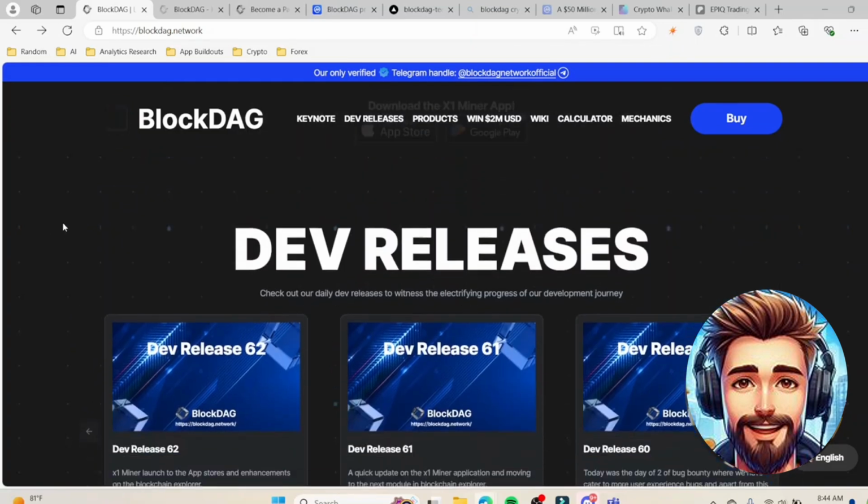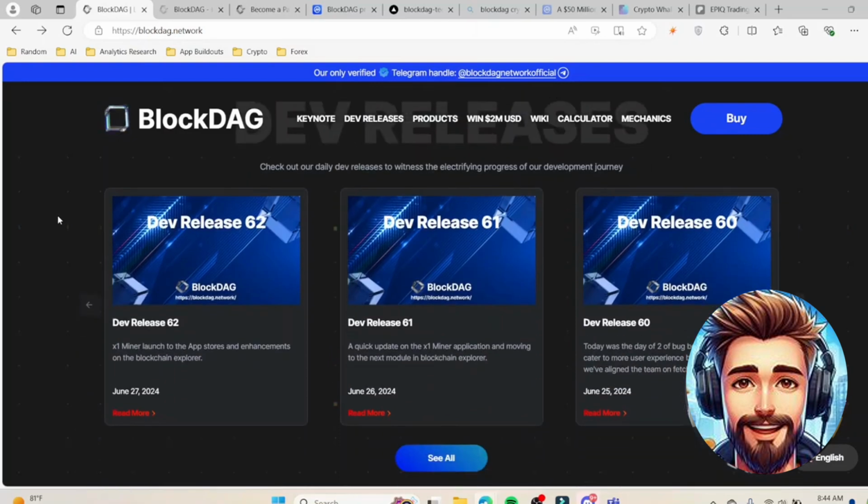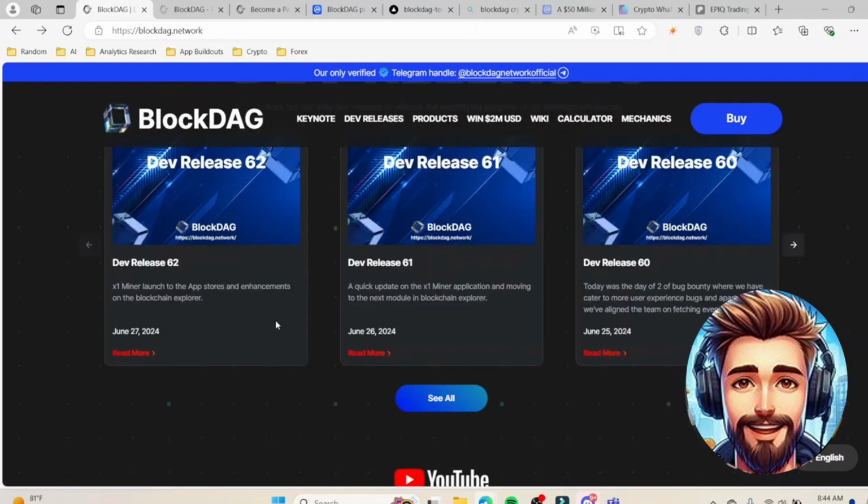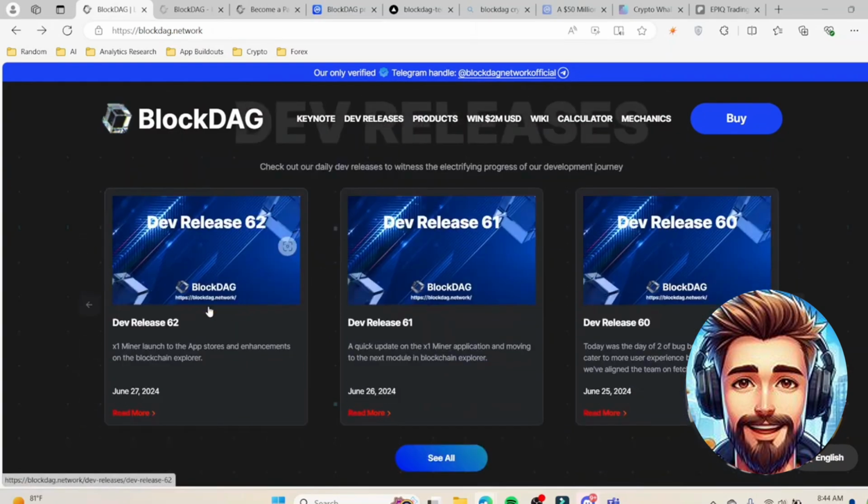And you always want to see a project that has a lot of dev releases too. They're very open about that. So you can see basically every day they have a different dev release, and they go over some of the changes and the things that they do day by day. And this is current too, so it's not like these are year-old dev updates. These are from literally a couple days ago.